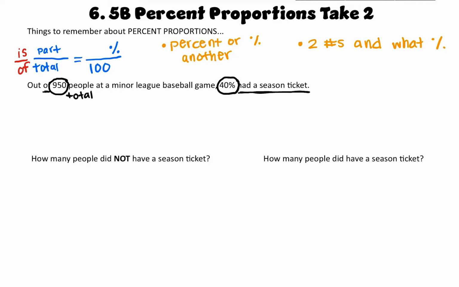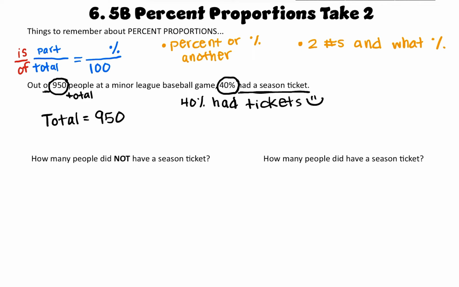And then I'm going to write what I know about this problem. So I have a total, and my total equals 950 people. Okay. Now let's look at the percent. I have 40%, and it said 40% had a season ticket. So I know 40% had tickets. I can give them a smiley face because they have season tickets. They can go to every single game.